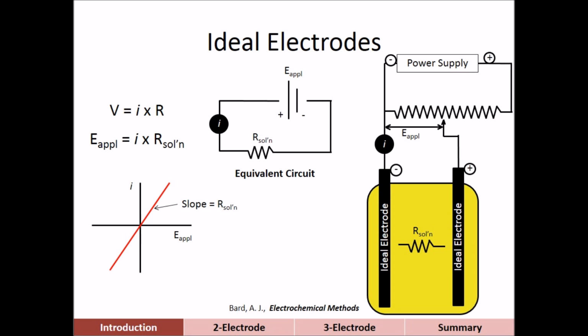Now, if we think of the case where we have 2 ideal electrodes immersed in an electrolyte solution that has some resistance R, as shown on the right, we expect to obtain an ohmic response, V equals IR. So the IV curve would be linear with a slope of R_S, the resistance of the solution.